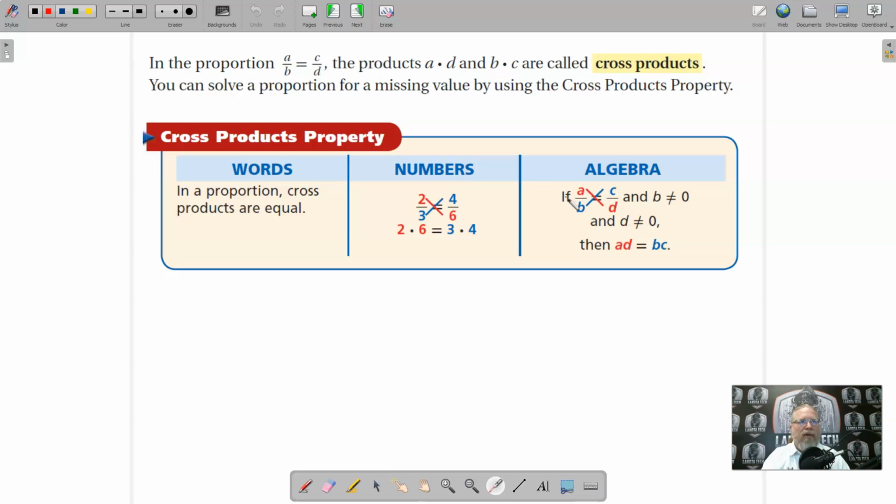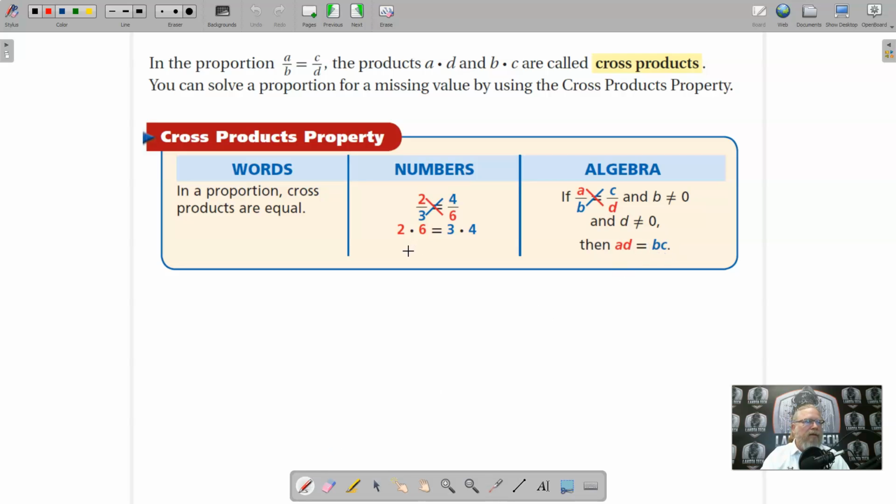So in algebra, we say if A is to B as C is to D, and B is not equal to 0, and D is not equal to 0 because neither of these denominators can be 0, then the product of A times D is going to equal the product of B times C.